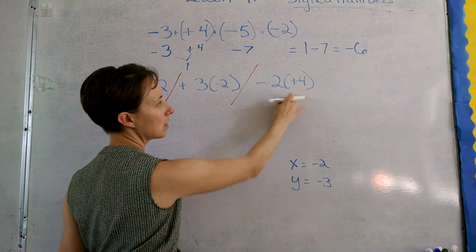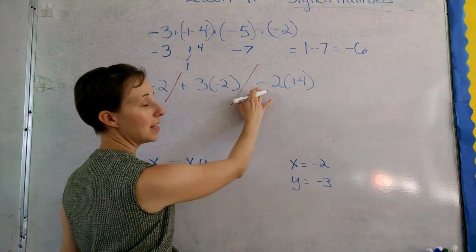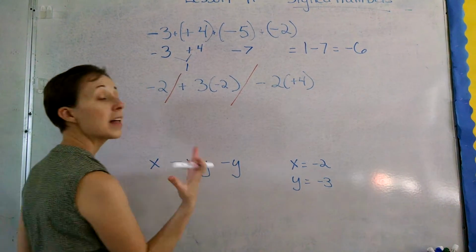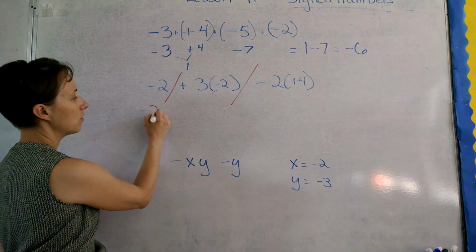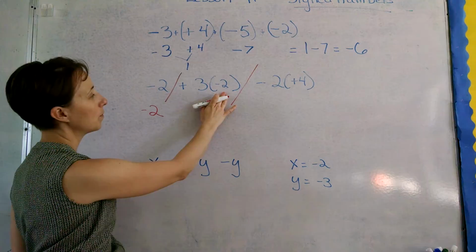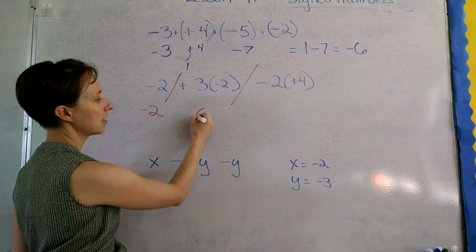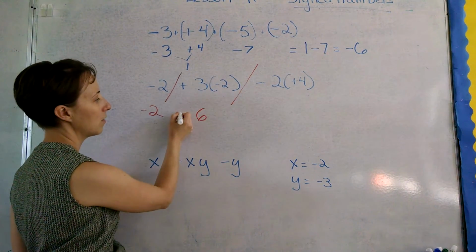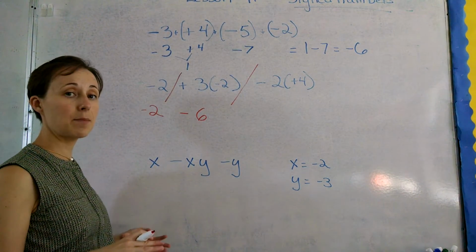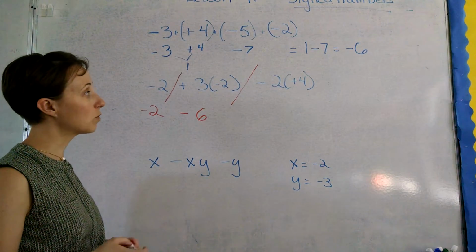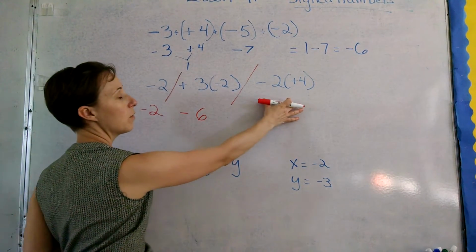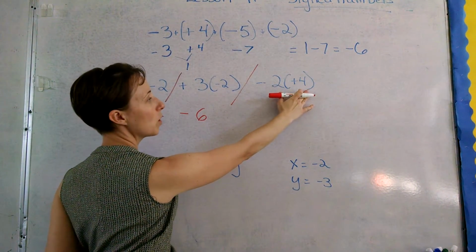Minus 2 times positive 4. So I'm going to think of this as a -2 plus 4. I'm going to add that to this when I'm done. Let's solve it this way. -2 plus 3 times -2. Well, I know 3 times 2 is 6. And a positive times a negative is a negative. Notice that the signs go back and forth. In some cases, we're using them as a minus sign and we're subtracting. In other cases, we're using them as a negative. Right now, that's okay.